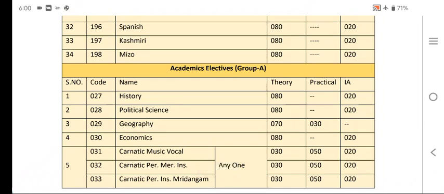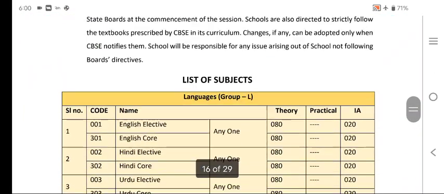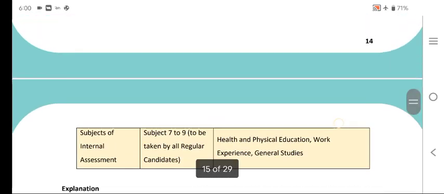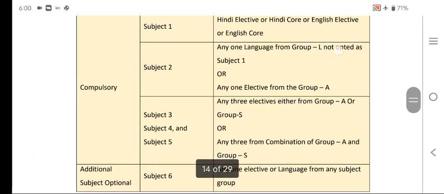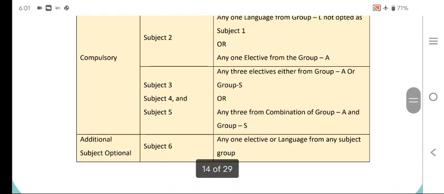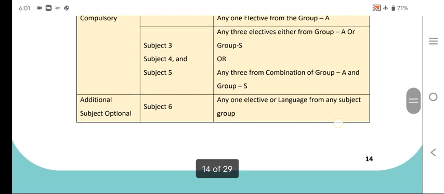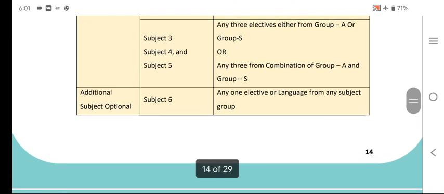That means you can take history, or you can take a language, another language, as a second choice paper or subject 2. And subjects 3, 4, 5 are already decided, so there is no stream; you can take any of the subjects from group A or group S. And for the additional subject 6, an elective or a language, you can also take another language.